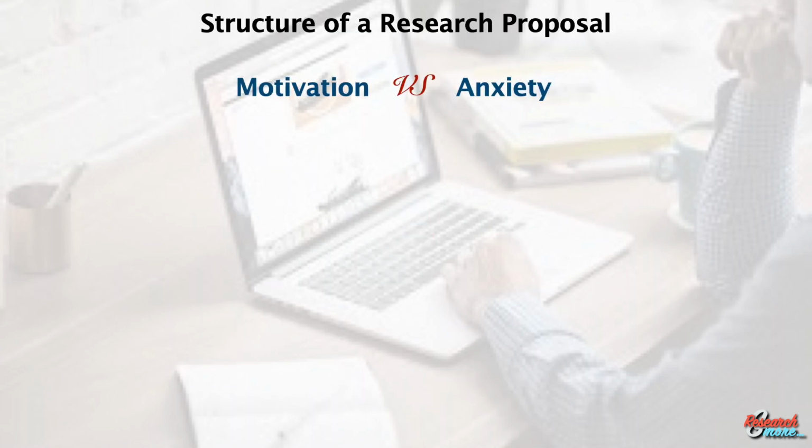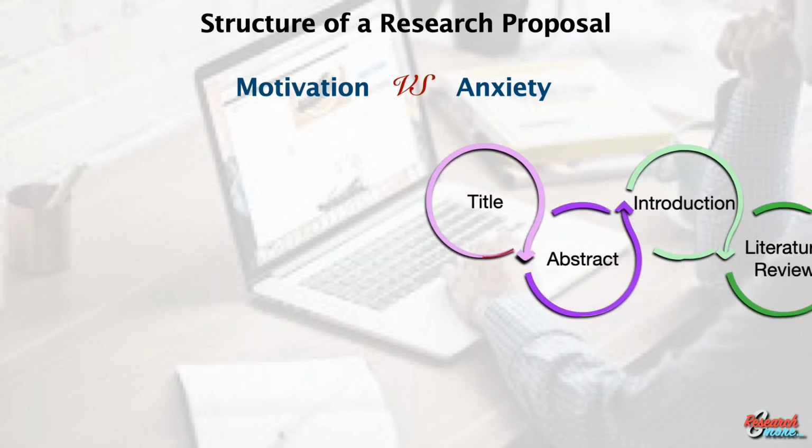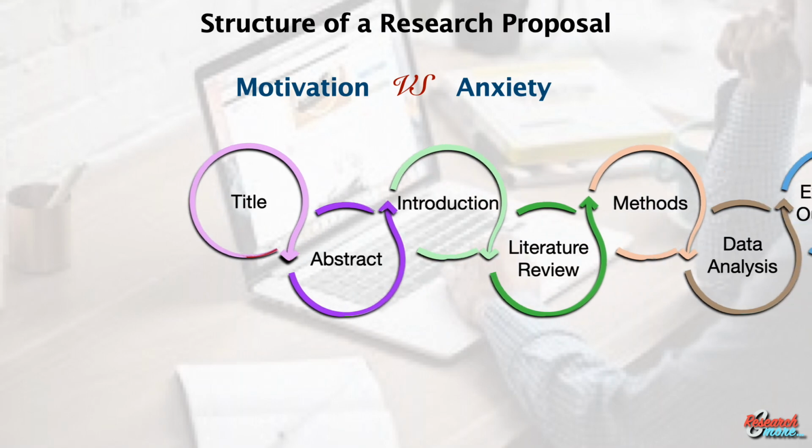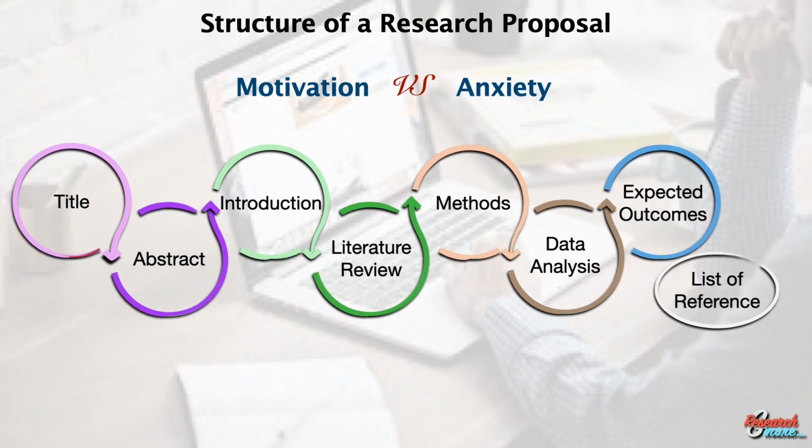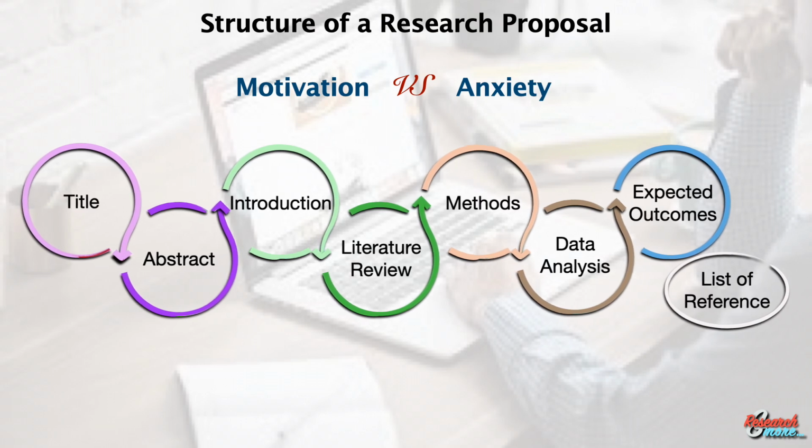The approach you take when writing your research proposal could be a source of motivation or a source of anxiety. The writing process would certainly be less daunting if done in a structured and well-planned manner. Shared here is the general outline for writing a research proposal. Start with the title of the proposal, followed by an abstract. Next is the introduction to the proposal, a review of the literature, an explanation of the research methods proposed for analyzing data, and conclude with the expected research outcomes. End it with a list of references.